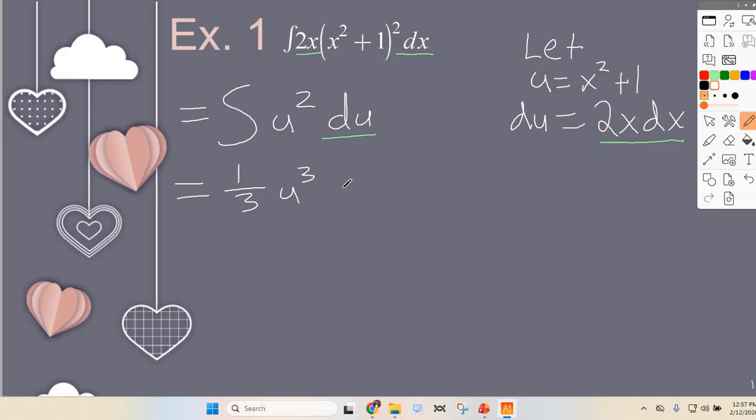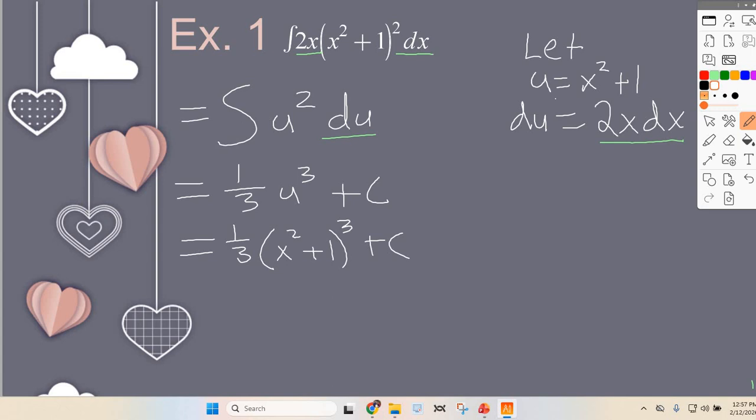plus C. Now the only thing that we have to do at the end is, because this is an indefinite integral, I'm not plugging any numbers in, but since my original integral had x's in it, my answer also needs to have x's in it. So we're going to substitute back in what that original was.